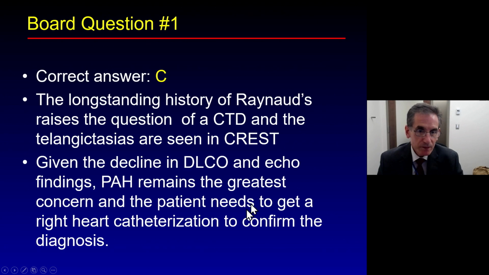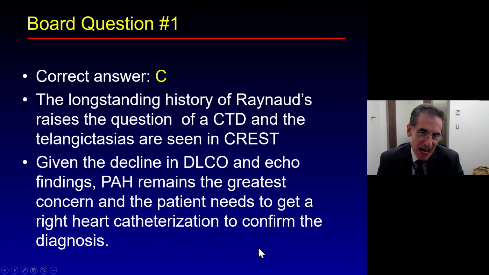Next slide. The answer is C. This patient needs a cardiac catheterization. The longstanding history of Raynaud's raises the question of a connective tissue disease. And the telangiectasias are seen in the CREST syndrome or limited scleroderma. Given the decline in diffusion and the echo findings, pulmonary hypertension remains the greatest concern, and this patient needs to get a right heart catheterization to confirm the diagnosis.